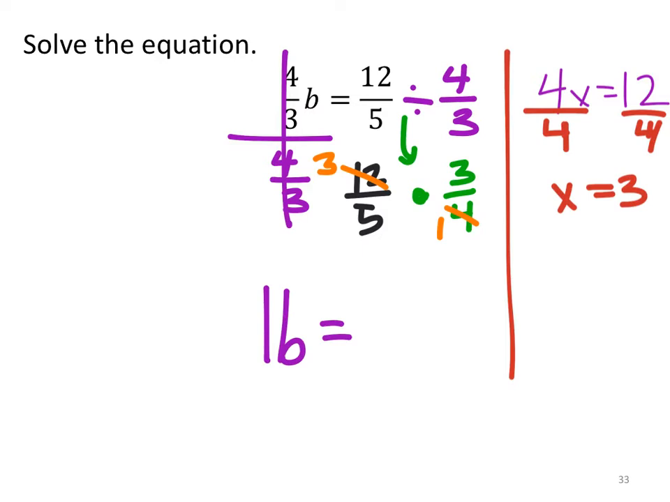Now I'm looking to multiply my numerators, which in this case are 3 and 3, which is 9. And then 5 times 1, which is 5. And I'm okay with this improper fraction, so I'm going to leave it as is.